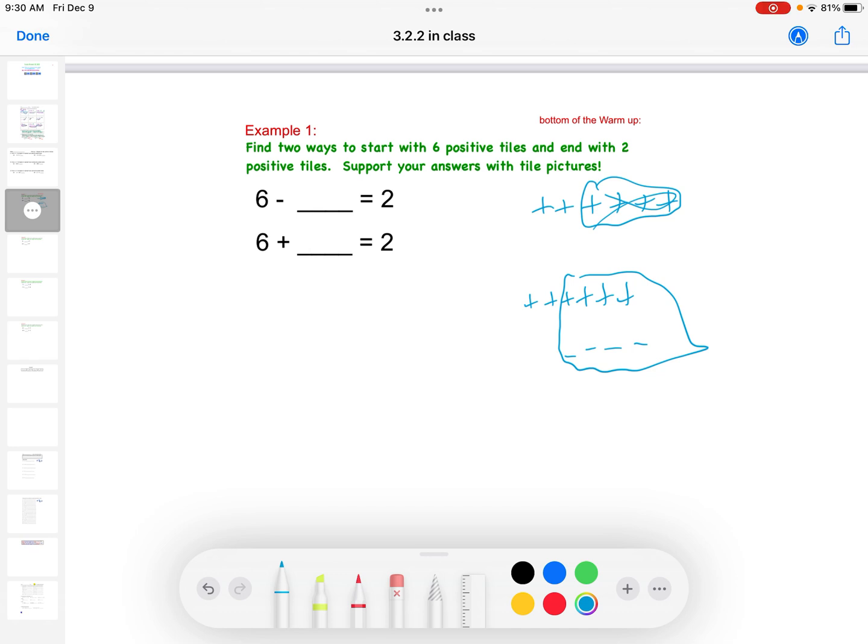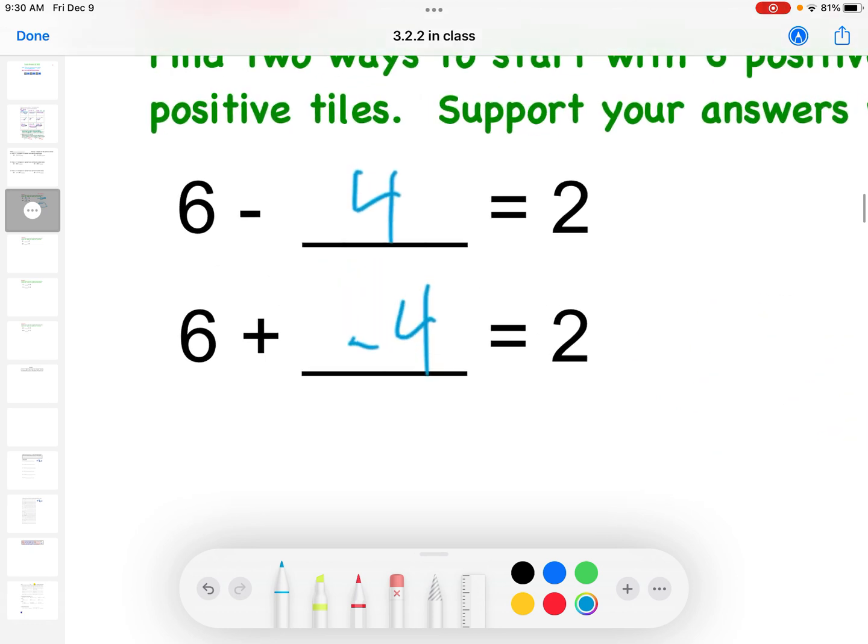So what did I learn? I can take 6 minus 4, or I can take 6 plus a -4. That's the key part about today. We can rewrite all subtractions as addition by making the subtraction adding a negative. Okay, adding a negative.